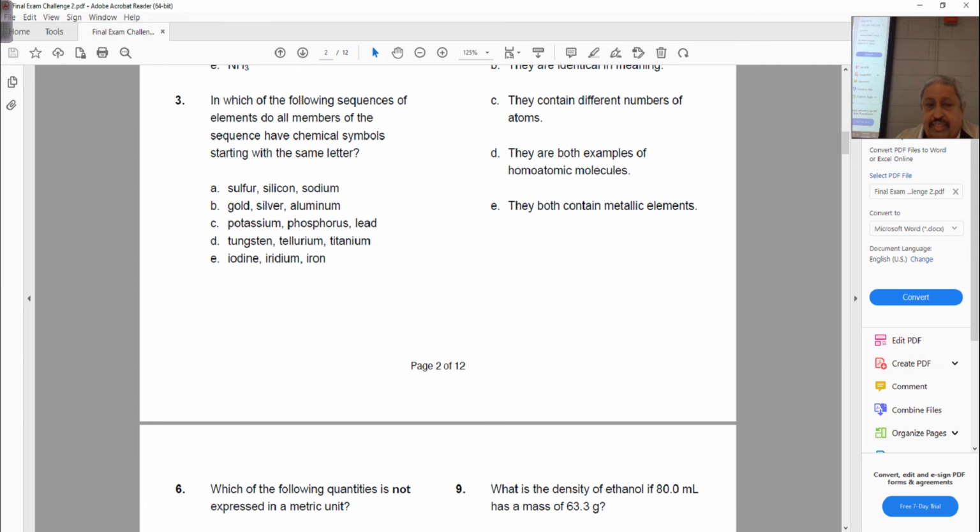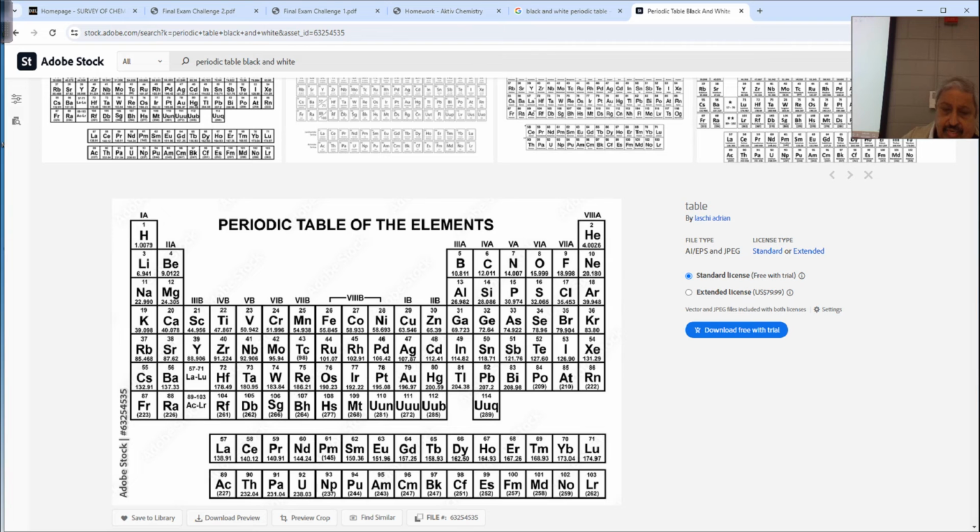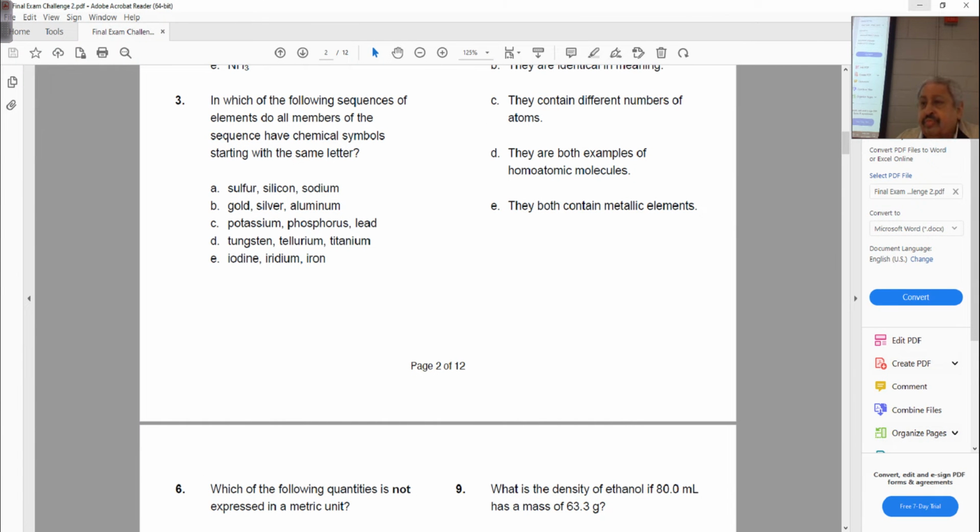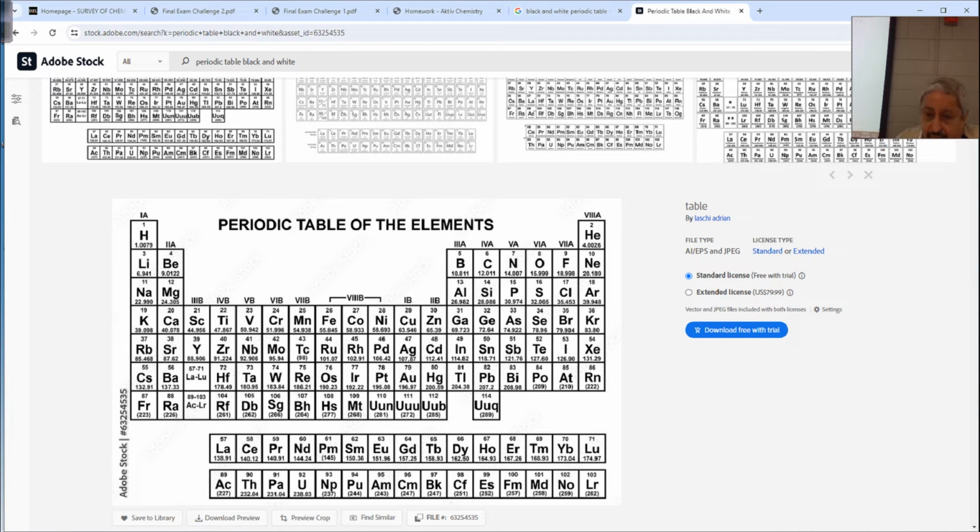Number 3. Tungsten, tellurium, titanium. So here it is. And then the last one is iodine, iridium, iron. Iron is all the way, it's not the same sequence. Iron, iodine, and iridium. So let's look at the iridium. Where is iridium, guys? Iodine is here, atomic number 53. Iron atomic number is 26, and iridium, that's indium, tellurium, and iridium is 77.